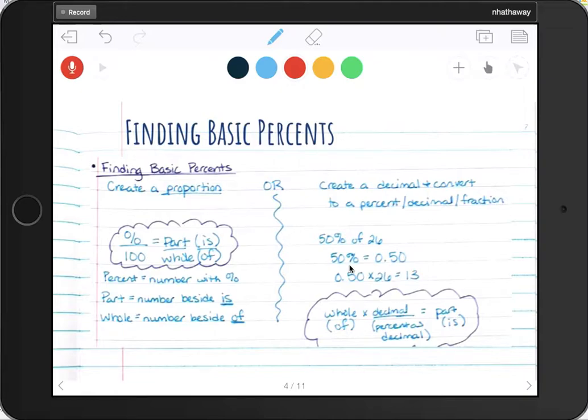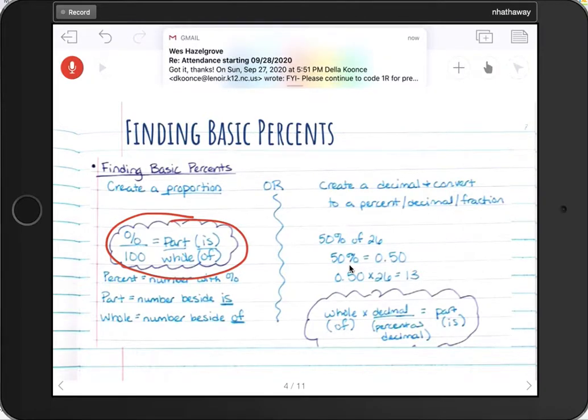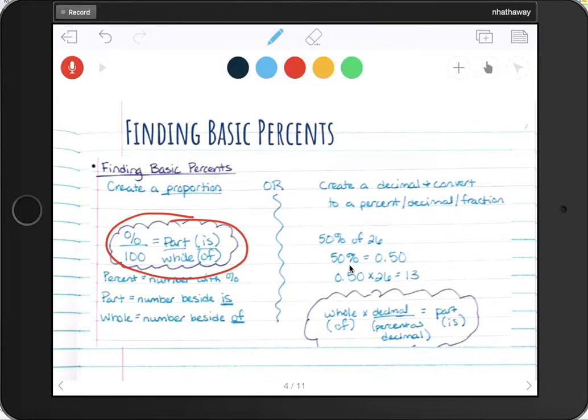And again, finding our basic percents, we're going to use this percent proportion. Percent over 100 equals part over whole, or is over of. Or, if it seems easier, you can create a decimal and find your part, or you can work backwards to find your whole wherever needed using a decimal.